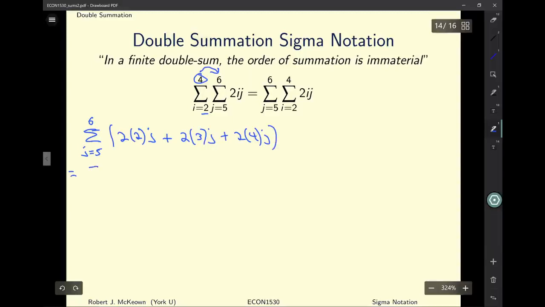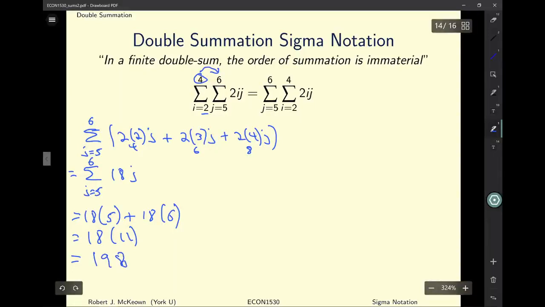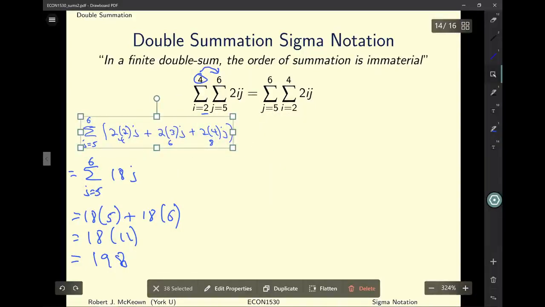And if we simplify that, the sum over J equals 5 to 6, and we've got 4, a 6, and an 8, and that's going to give us 18J. Then 18 times 5 plus 18 times 6 is like 18 times 11, and I get 198.